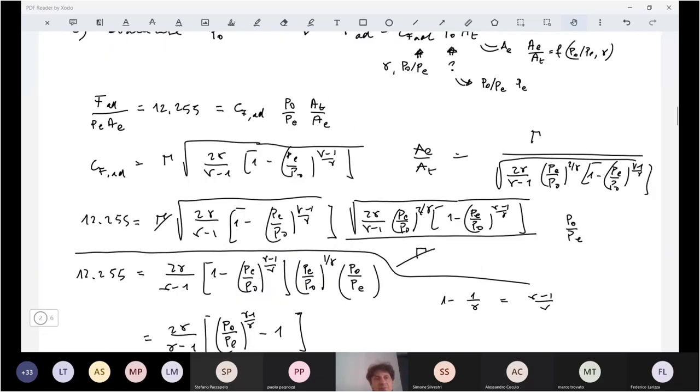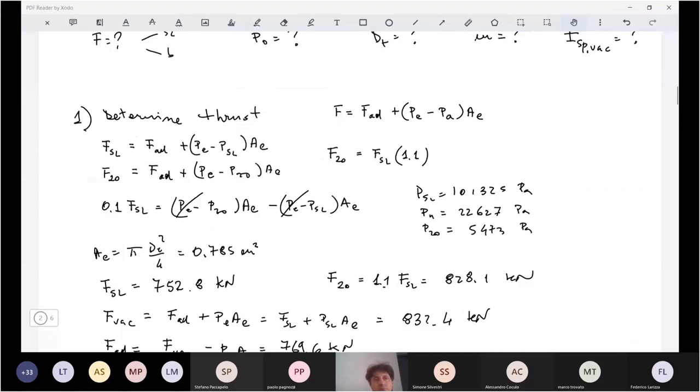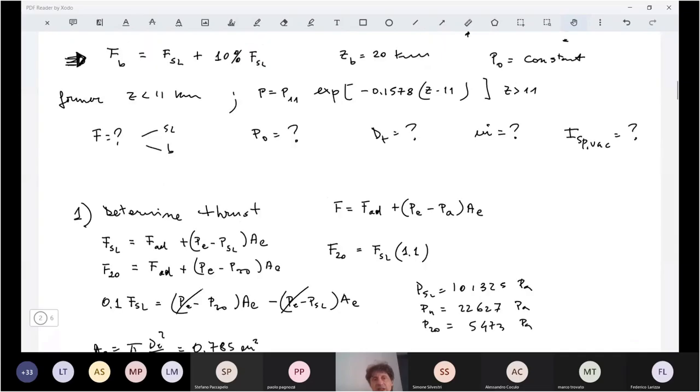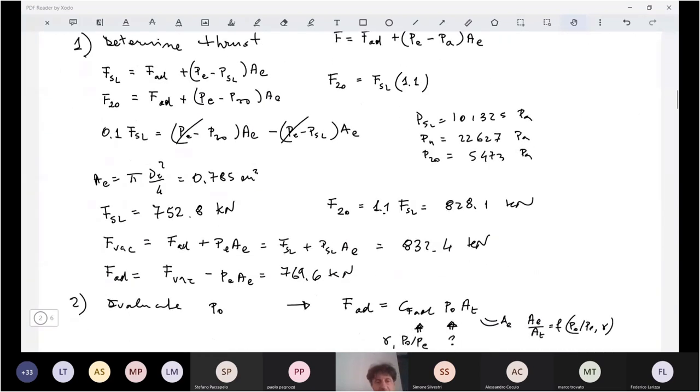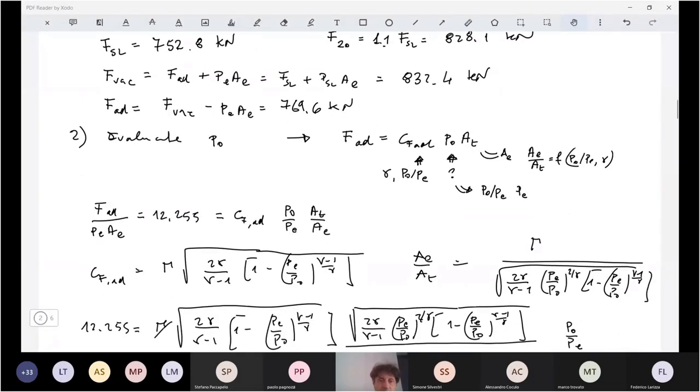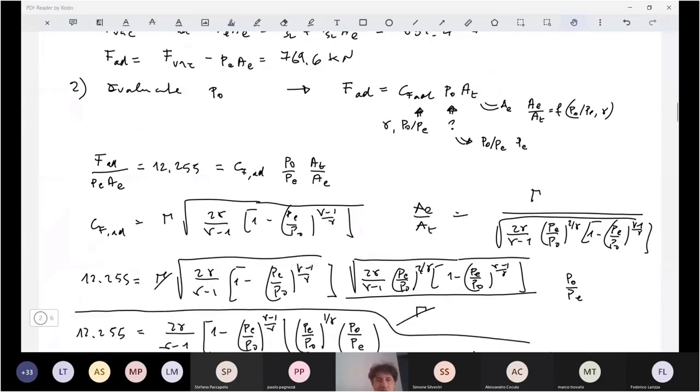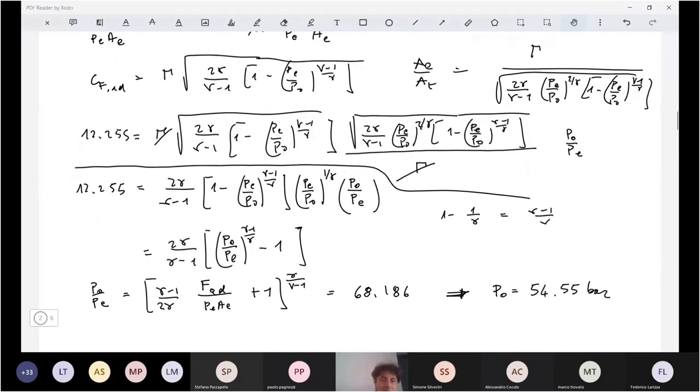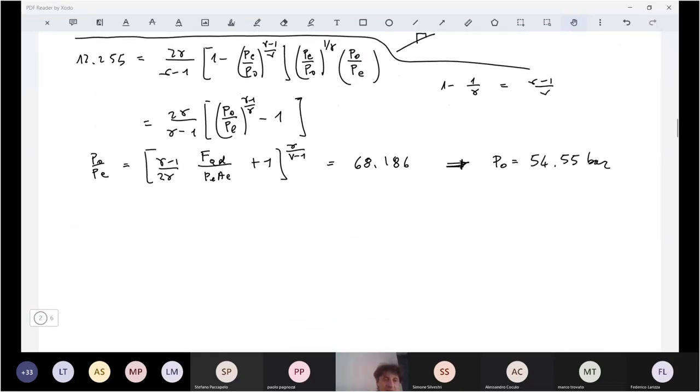So I hope it's clear. So you see that from some data, we can go back to relevant information. And the next step will be to evaluate the other quantities. This will be easier. So I think this was the most indirect relation, the one that we had to evaluate our P0. Then we have to evaluate our throat diameter.